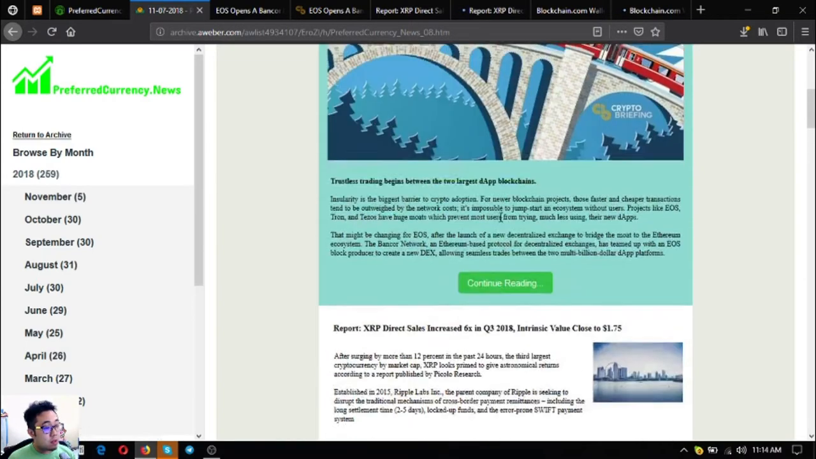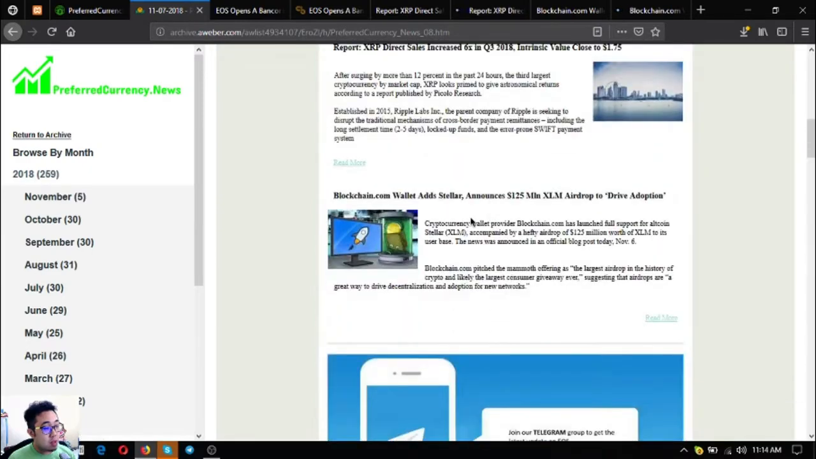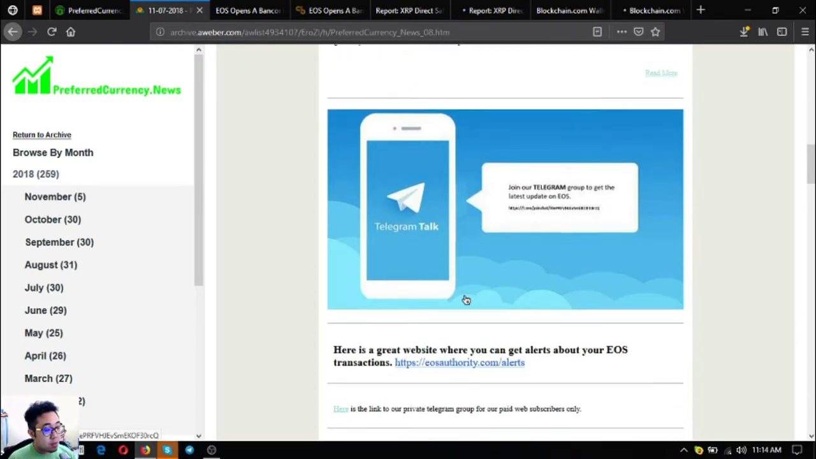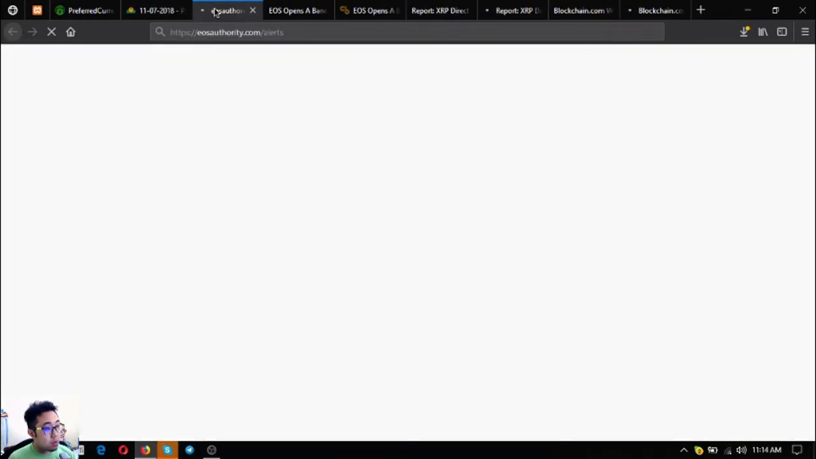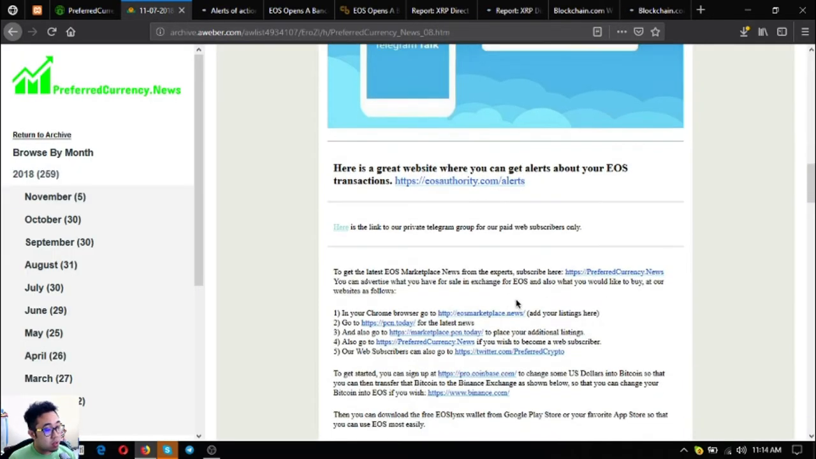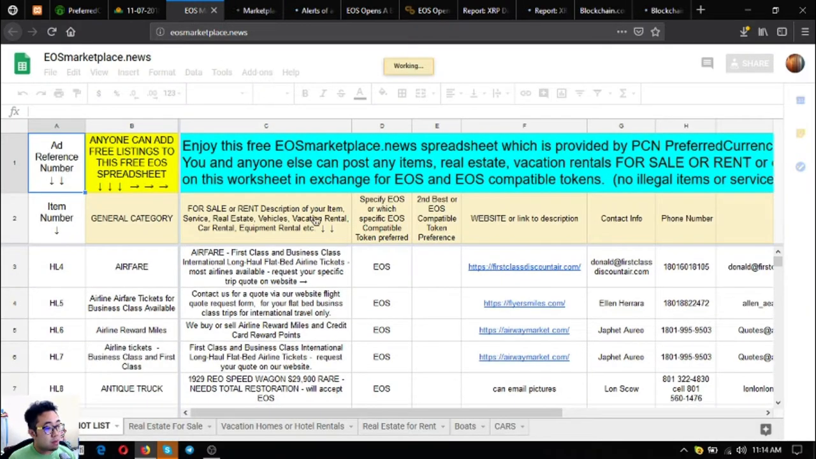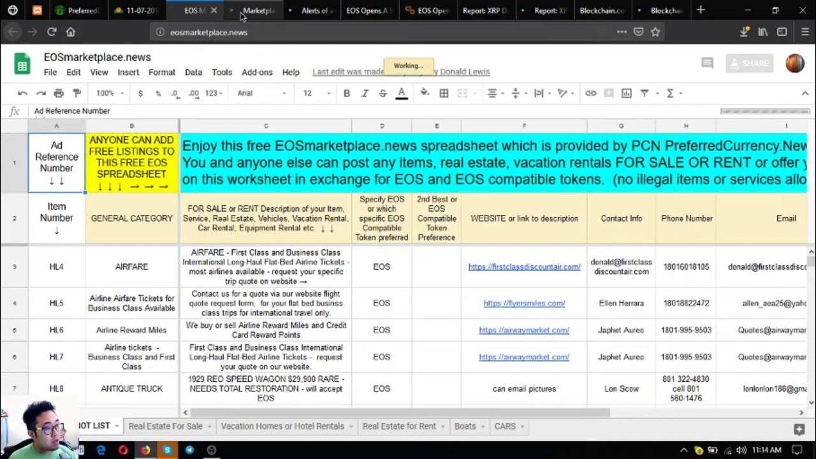Okay, so that's for our main news update. The next is a Telegram group. Click here so that you can join. Right, so there's a tool here where you can monitor your EOS transactions also. The name of the website is eosauthority.com/alerts. Other useful links are also here. These two are marketplace websites: usemarketplace.news and marketplace.pcn.today. You can buy and sell using crypto there, and you can post your listings or different items there.